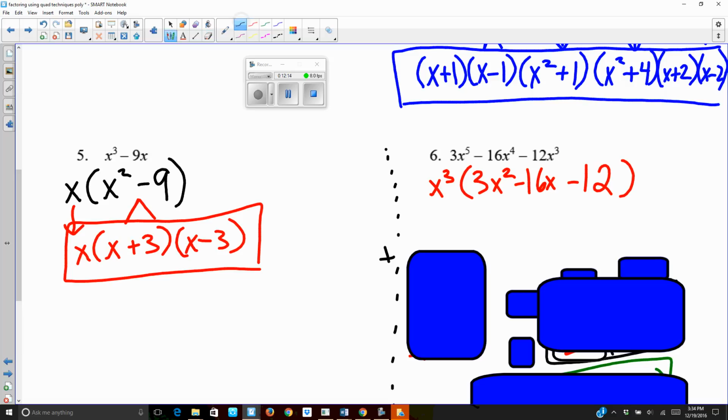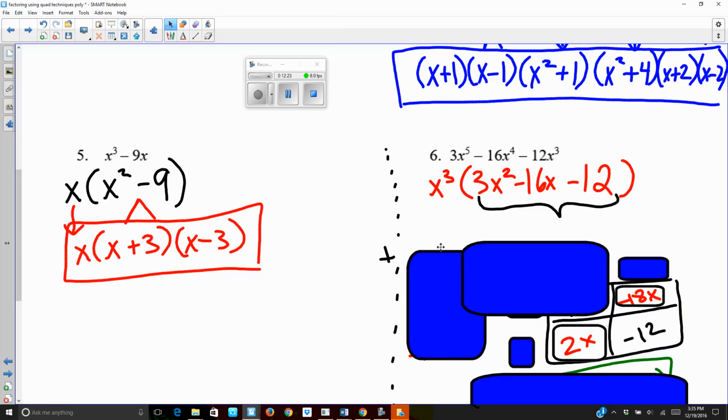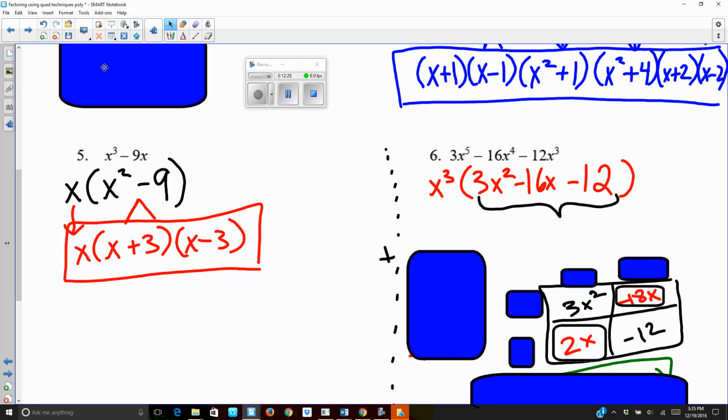And then what we can do is we can factor 3x squared minus 16x minus 12 further using the box. So pause this one. Try number 6 on your own, see if you can get the answer to number 6.